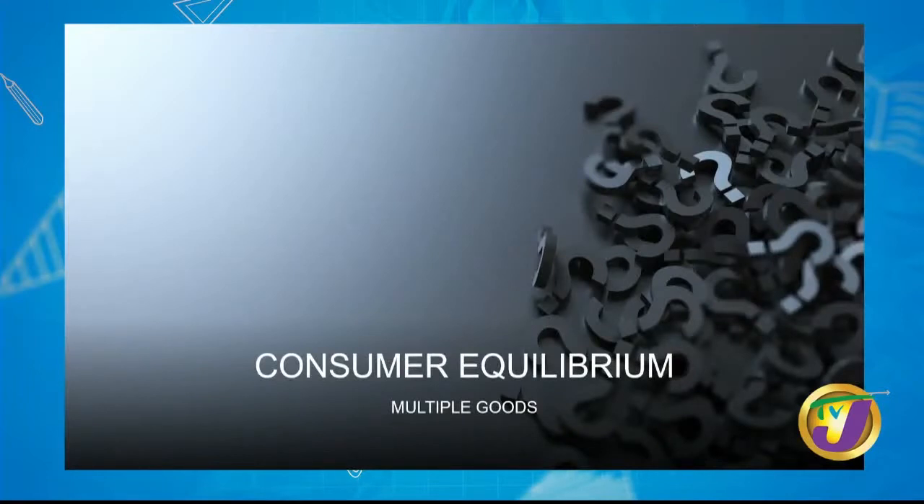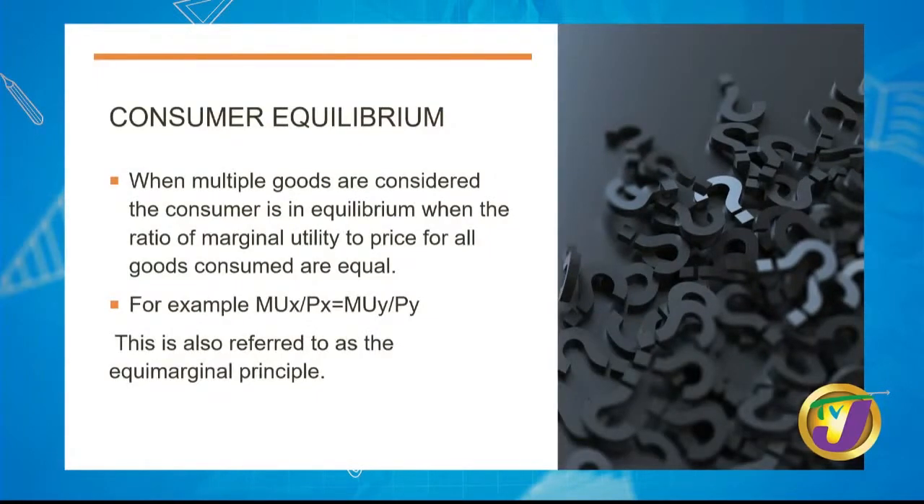Now, what if the consumer is consuming multiple goods? Because we know we don't just consume one good per day. Even if you think about what you eat, you want to eat something, you want to have a beverage. When we consider a multiple good framework, the consumer is in equilibrium when the ratio of marginal utility to price for the last dollar spent on the first good is also equal to the ratio of the marginal utility to price of the second good.